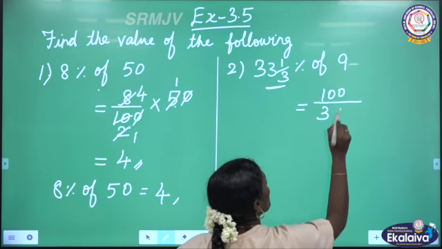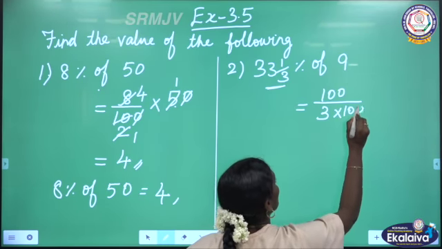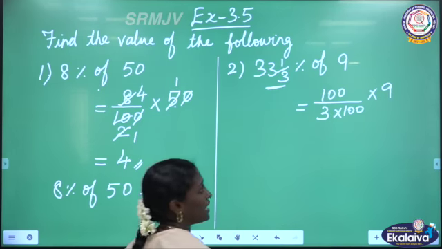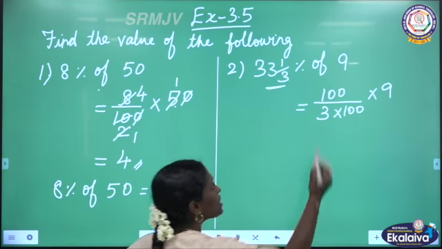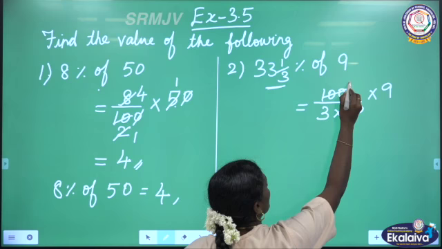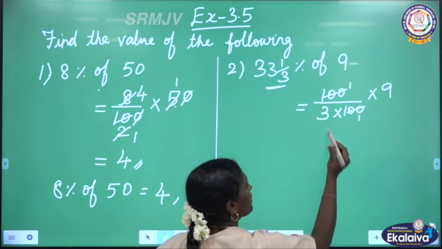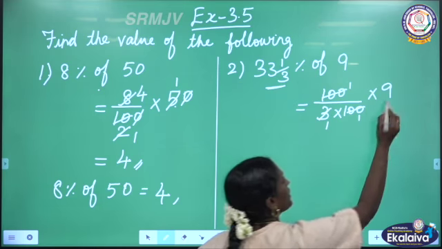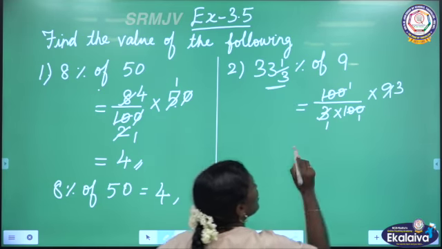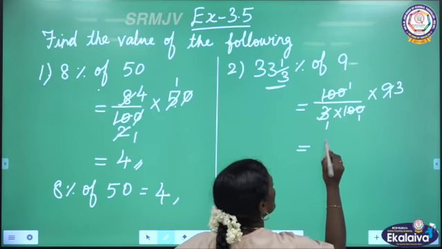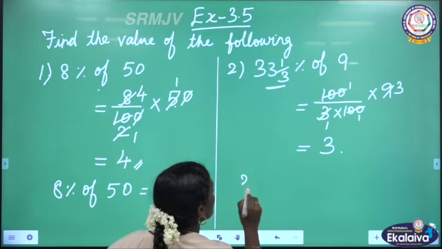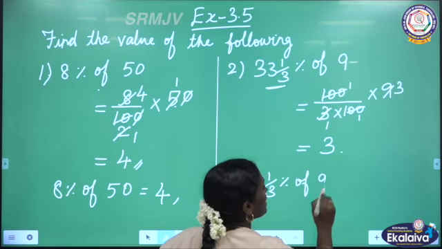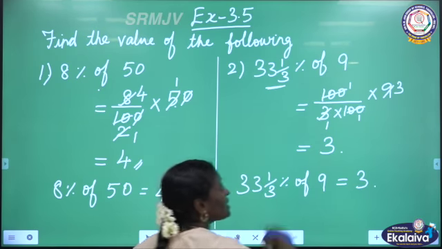For percentage, we have to put 100. Then multiplication symbol, then the second term 9. Now we have to reduce the numbers. We can reduce 100 and 100, one time, here one time. We can reduce 3 and 9 in 3 table. In 3 table one time, in 3 table 3. So 1 into 3, 3 is the answer. So 33 1 by 3 percentage of 9 is 3. Is it clear, children?